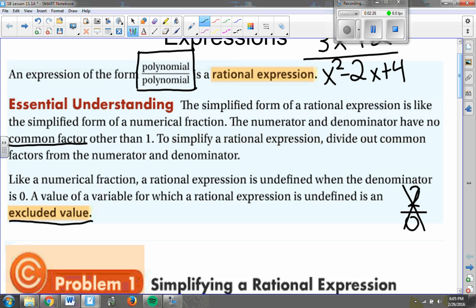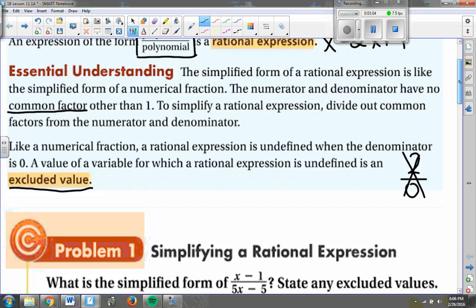So you will be asked in your practice problems to state any what are called excluded values. State any excluded values, which means values of x or numbers that we could put in for x that would make the bottom of the fraction, make the denominator 0. Okay, those are not allowed because the denominator of our fraction cannot be 0. So we will look for those values of x by basically setting the bottom of the fraction equal to 0 and solving. Okay?